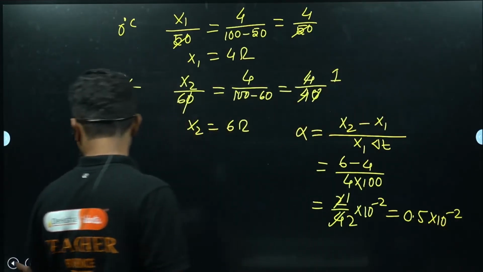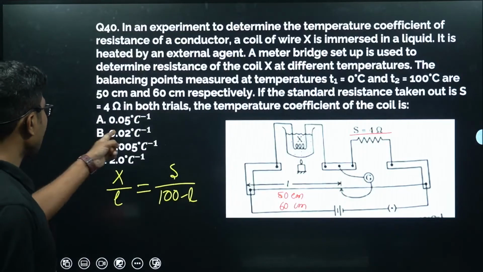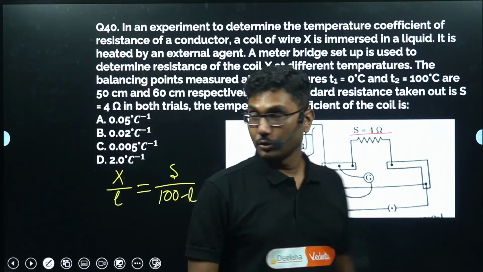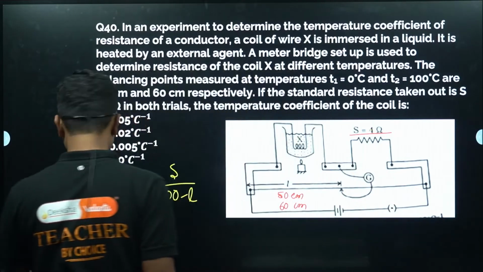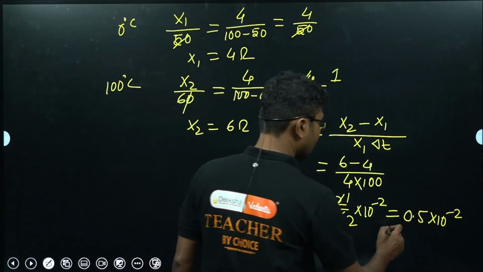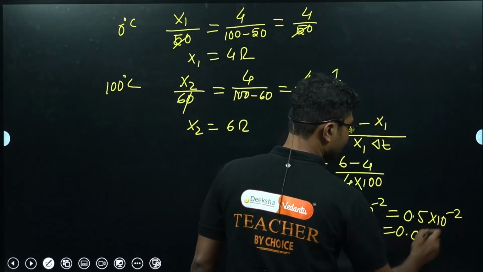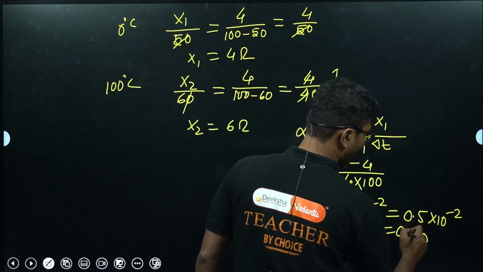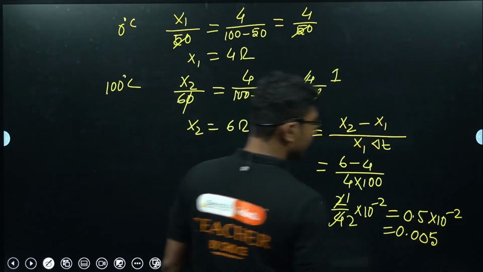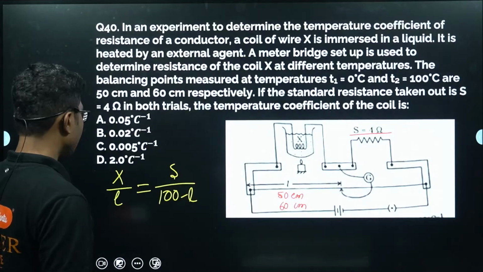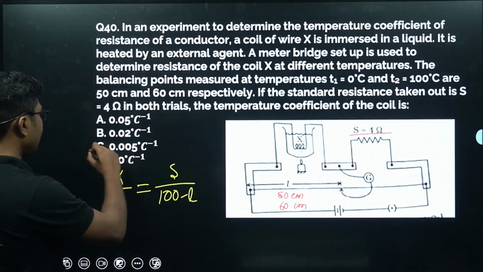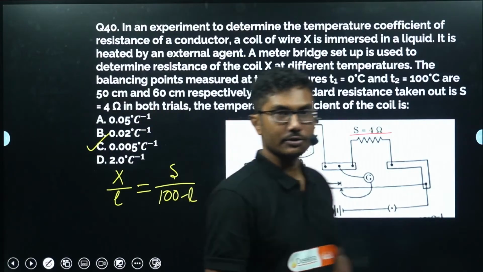Now let's check the options. Options are given as 0.5, so in terms of there is no 10 to the power. So let me convert this. 10 to the power minus 2 is there, so 2 zeros and the 1 point is already there. So it will be 0.005. So in the given options, this is the correct option, 0.005.